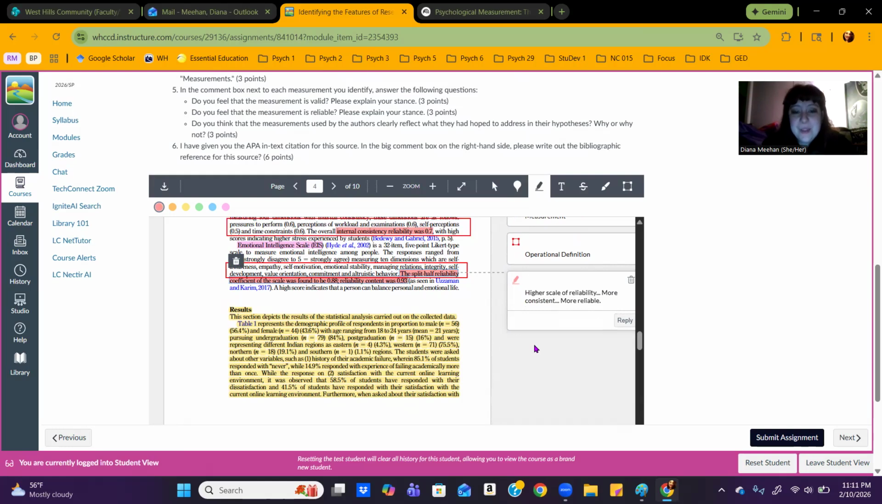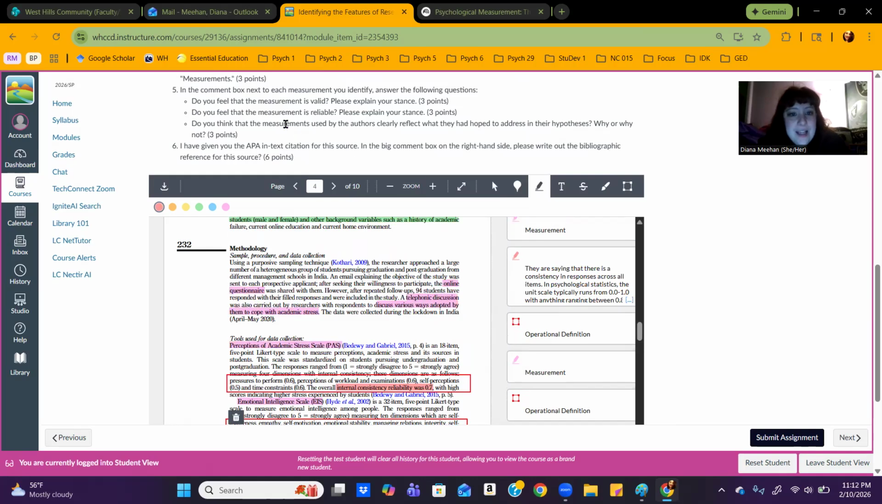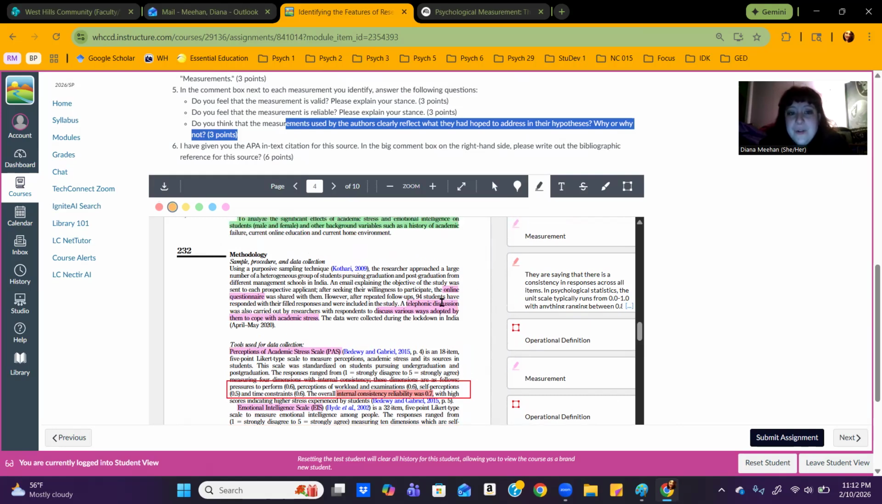They're like, hey, the split half reliability coefficient on the scale is 0.88, which is really good. That falls into the 0.8 to 1 range. So that's really good. And they say the reliability of the content was at 0.93. So it's strongly reliable according to them. And that's pretty cool. You know what I mean? So there is some basis there that you could discuss, but mostly I'm excited to see how you guys approached it. Do you think the measurements used by the authors reflect what they hope to address in their hypotheses? Why or why not? So, for example, did you think that that telephone discussion could really help reflect the coping strategies?